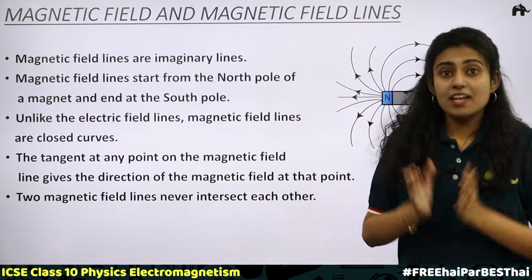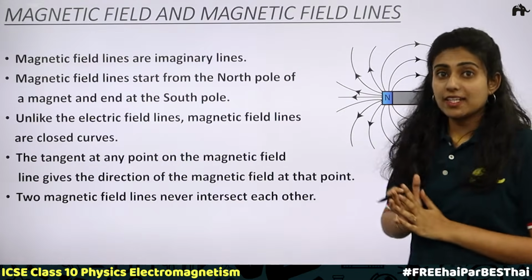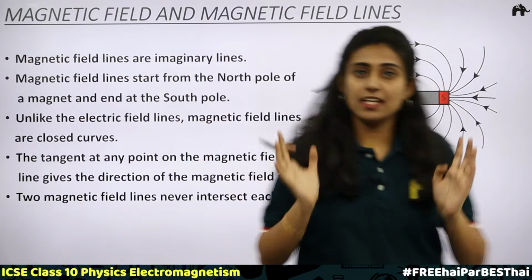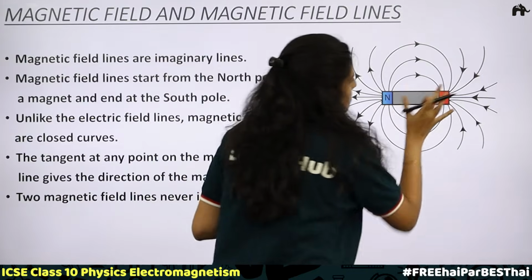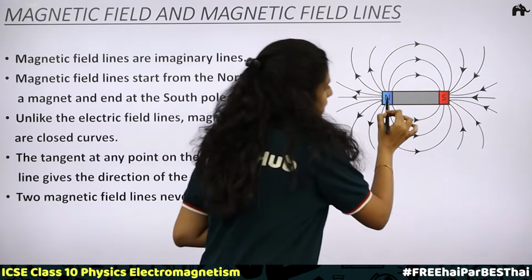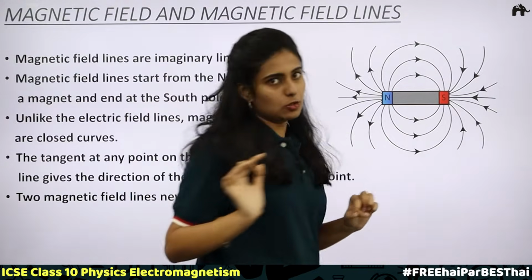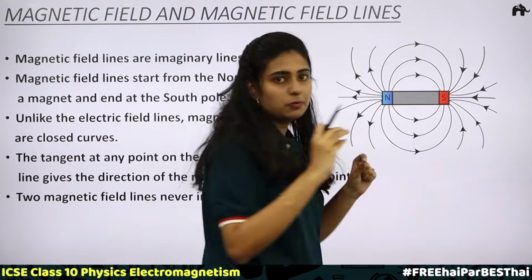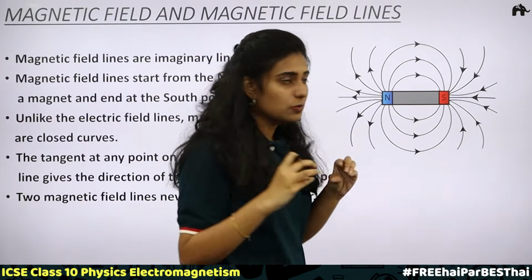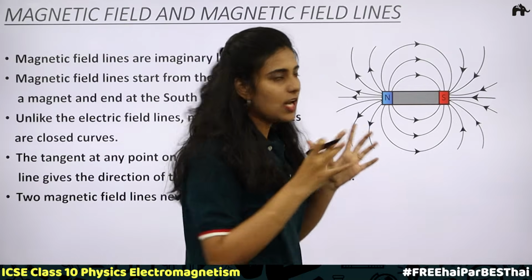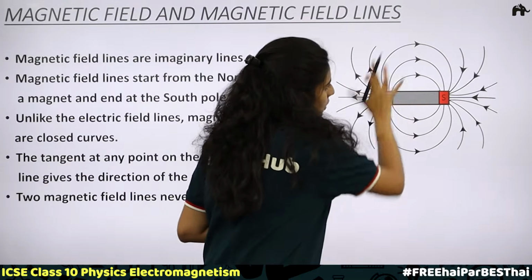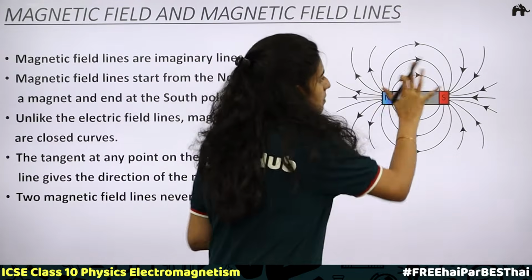Let us understand what magnetic field is and what magnetic field lines are. So here we are taking the case of a simple bar magnet. We have studied about them. Here you will have a north pole and a south pole. We know that north pole repels north pole, south pole repels south pole, and north and south poles attract each other. Now here you can see some lines and these lines are called magnetic field lines.